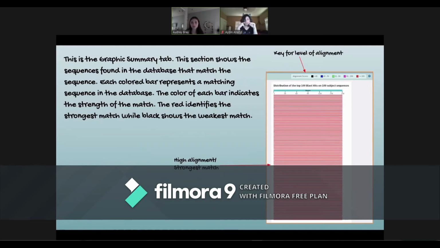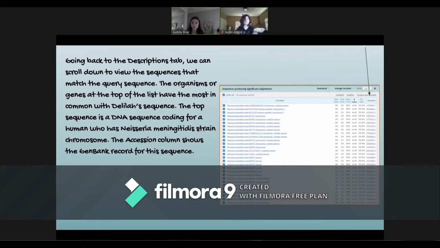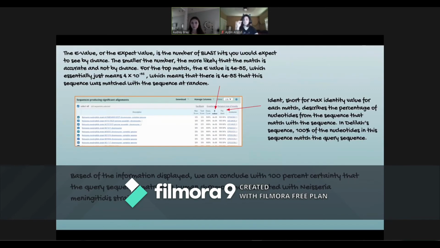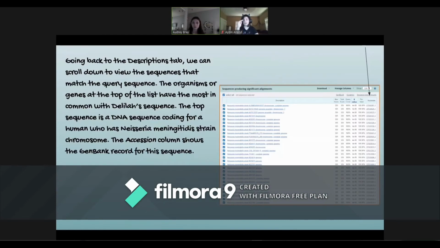For this DNA sequence there is actually no black. There aren't any colors other than red, so we can show that this is the highest alignment, the strongest match. You can see on the top it shows the key level of alignment. Going back to the descriptions tab, you can view the sequences that match the query sequence. It shows the most common on top and the least at the bottom. On the top you can see it says Neisseria meningitidis strain, and there's also an accessions tab that shows the identical sequences that each scientist has.